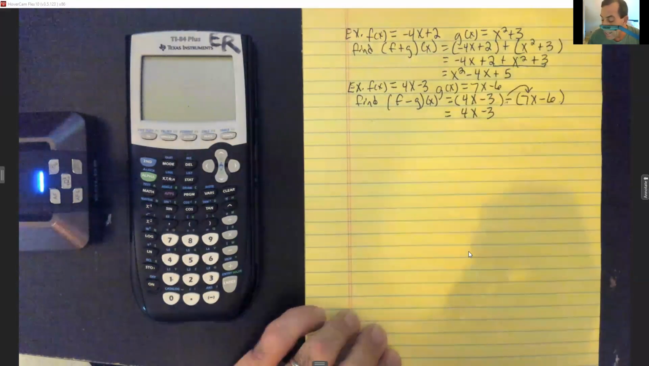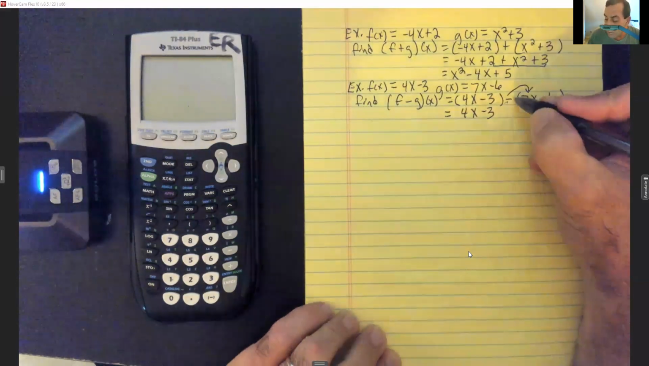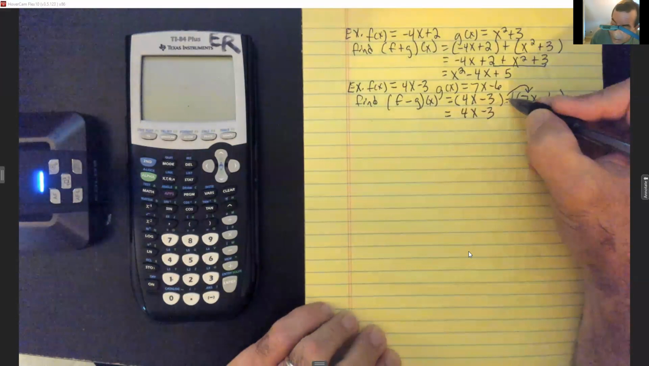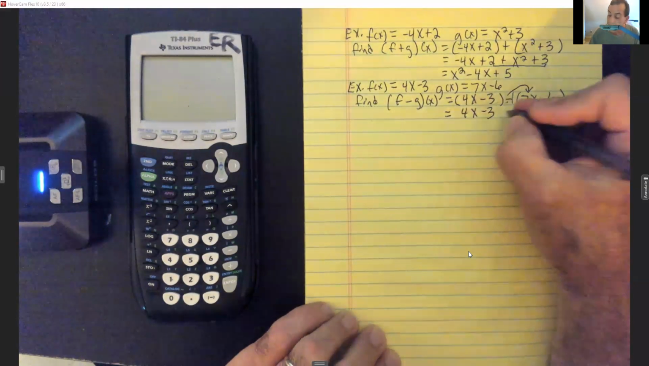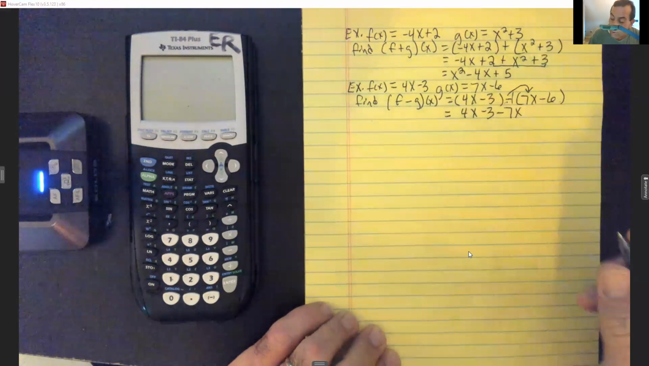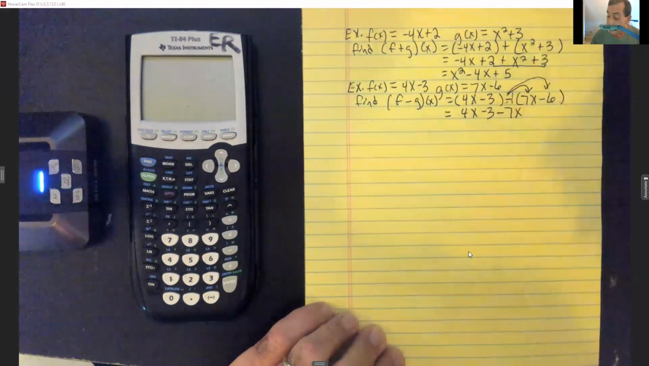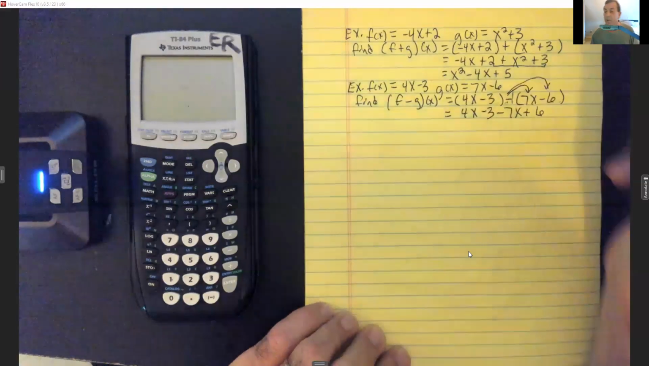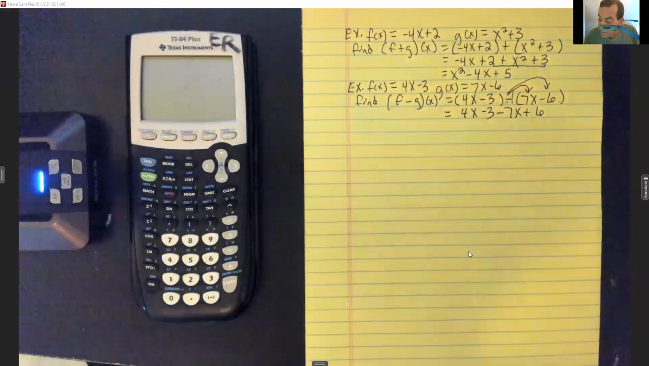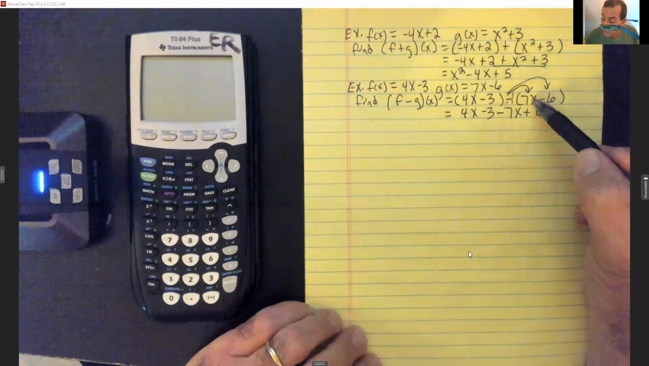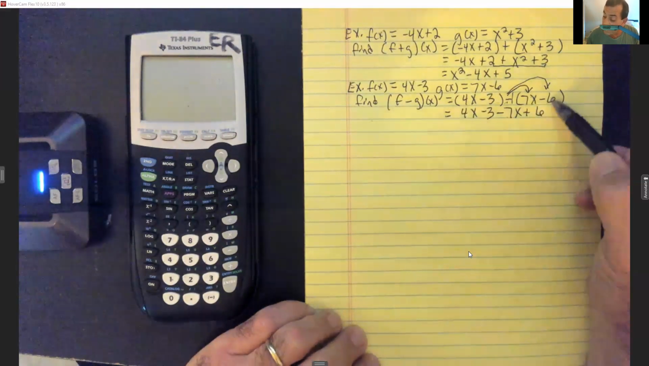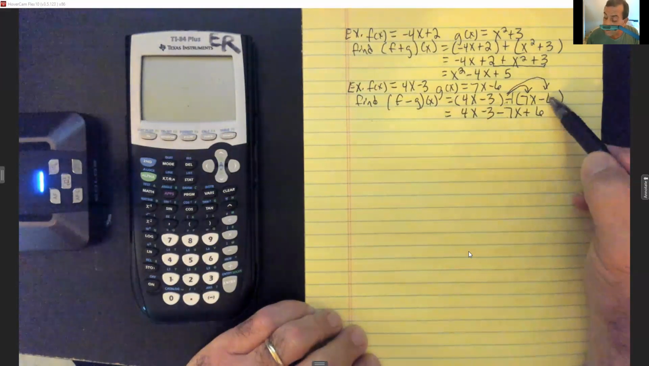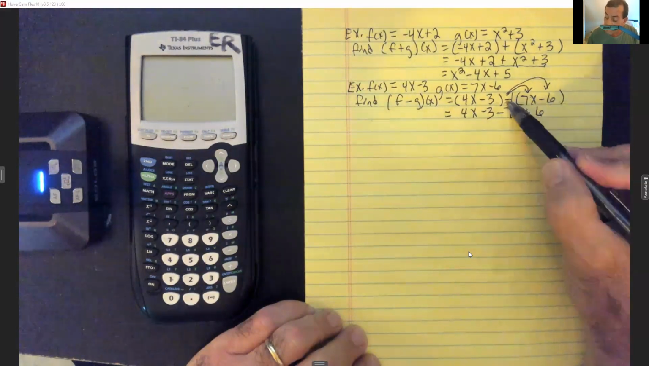And we treat it like a negative 1. Negative 1 times 7x would make that a negative 7x. And then when we treat that negative 1 over here times that negative 6, two negatives make that a positive. So notice, inside the parentheses, it was positive. Following subtraction, it came out negative. Inside the parentheses, it was negative. Following the subtraction, it came out positive.